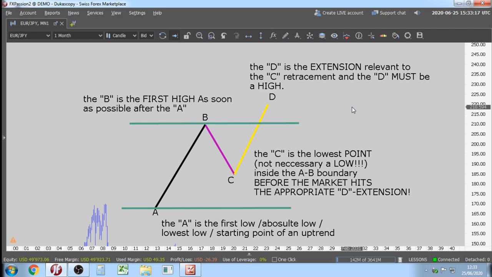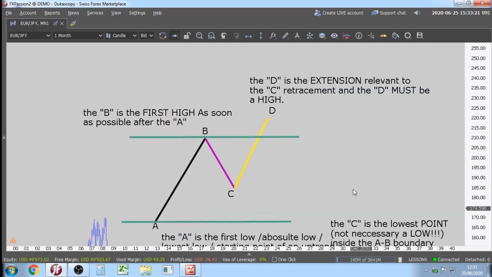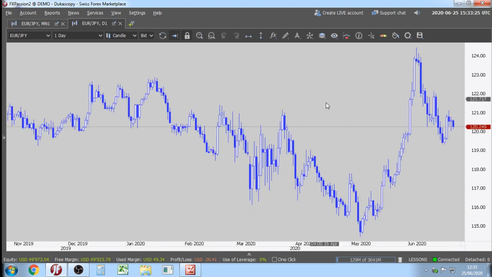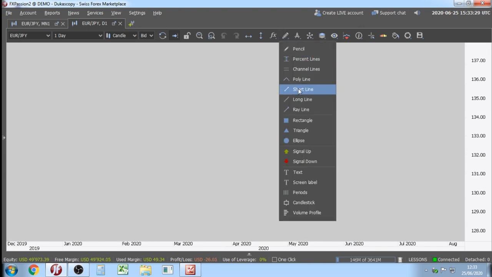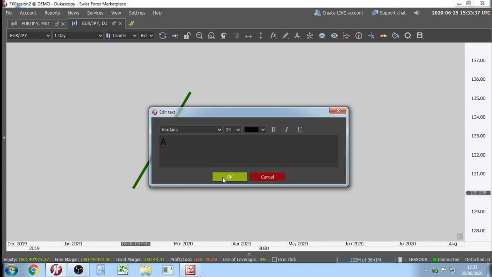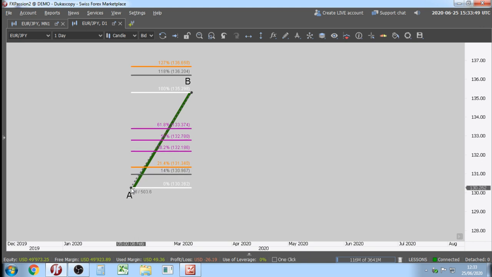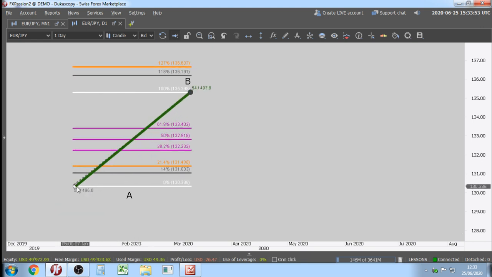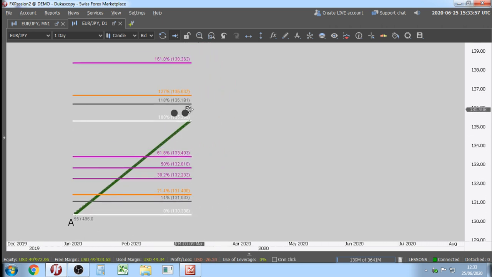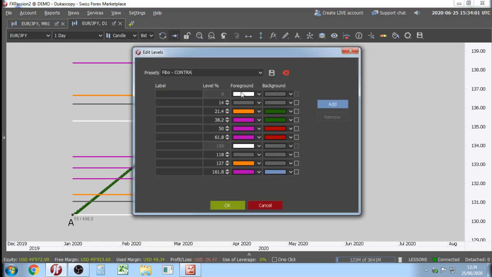Okay, so A, B, C, D, right? Now let's leave it here and we're going to open a new chart. So we are going to have A and B, something like this. This is the A down here and this is the B up in here, and now we are going to spread the Fibonacci retracement tool like this. So this is the A and this is the B right here, and we are going to use the original Fibonacci. This is going to be like this and this is going to be like this, and we're going to do one save.